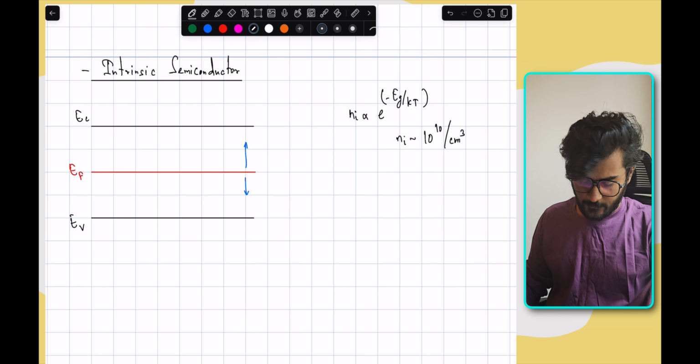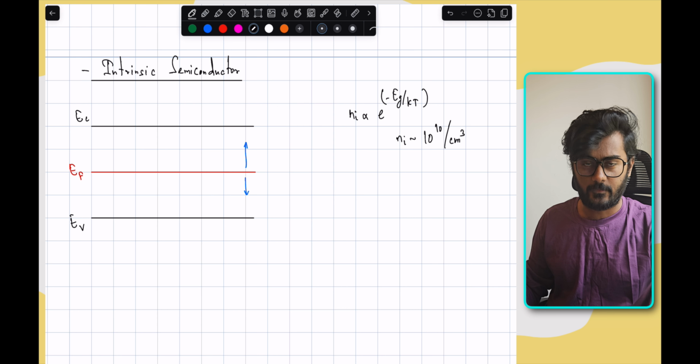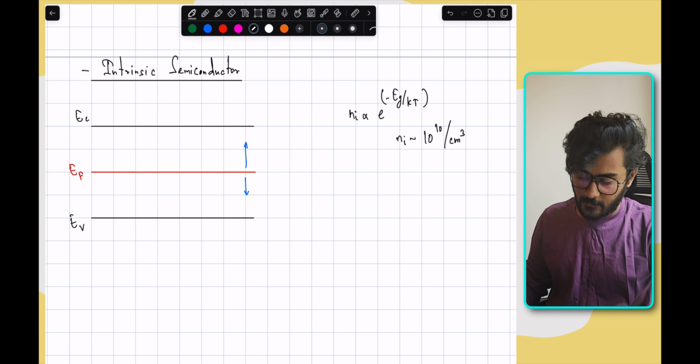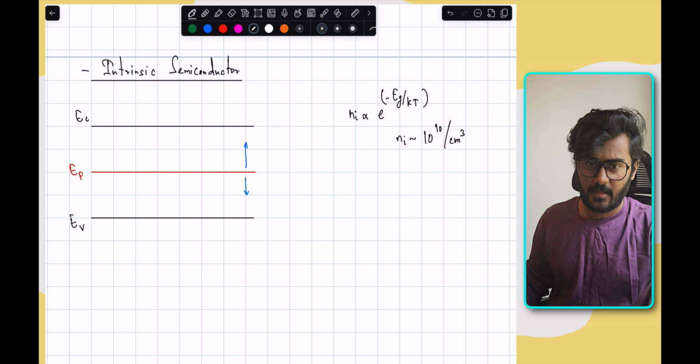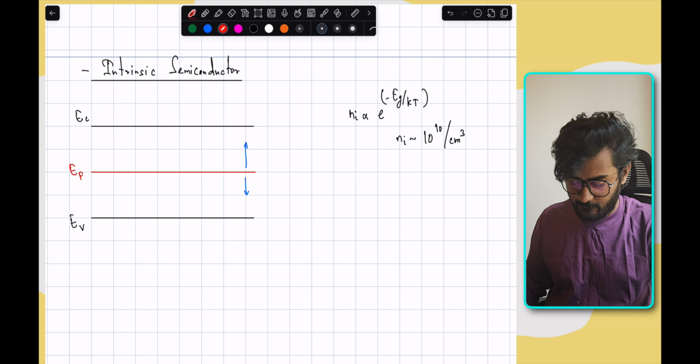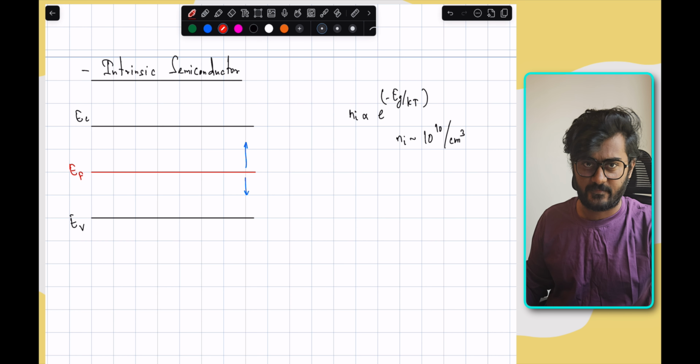So the first thing we noted in an intrinsic semiconductor is the Fermi level actually shifts based on the level of impurity. So our goal is actually to pin the Fermi level at the center of the band gap. That is, we have to make sure that the Fermi level stays at the middle of the band gap. And the next thing is, we can't choose a material that has lower band gap, because lower band gap materials by default will have higher intrinsic carrier concentration.